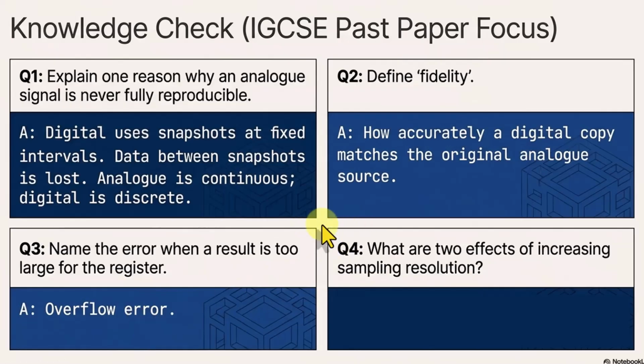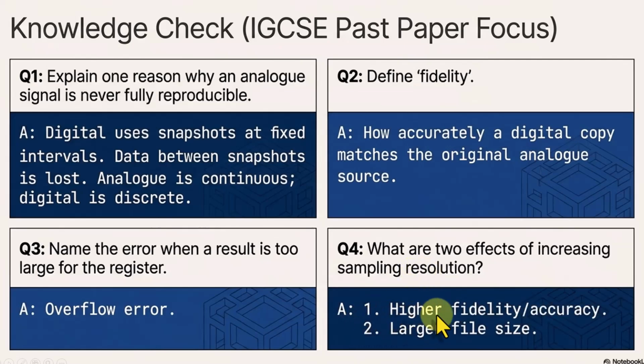And the next one: what are two effects of increasing sampling resolution? One, higher fidelity or accuracy, and two, larger file size.